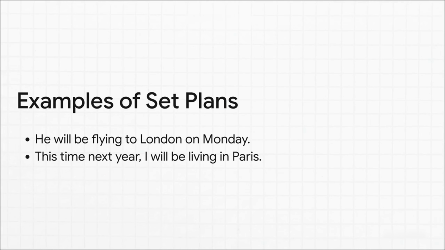All right, number 2. This one's all about planned routines. Yeah, whenever you're talking about something that's already on the calendar, something that's a fixed plan, the future continuous is perfect. When you say, he will be flying to London on Monday, it sounds like the tickets are already bought, the plans are made. It's not just a guess about the future, it's a statement about something that's already been arranged. It makes it sound much more certain.